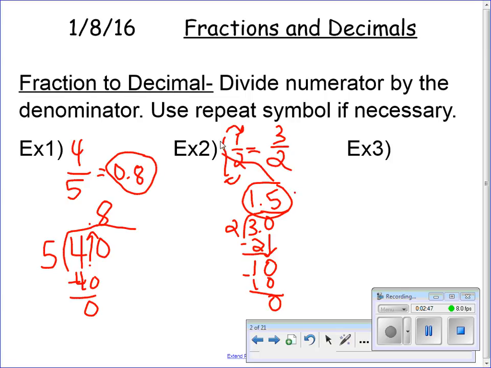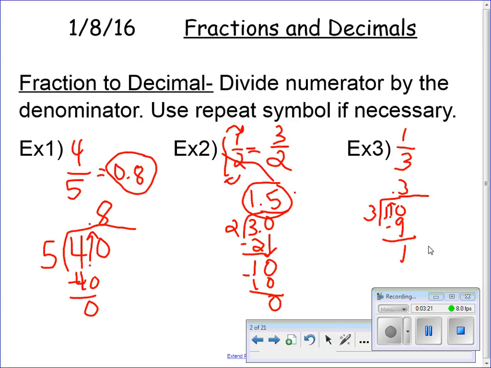Up here in the directions it says use a repeat symbol if necessary. Whenever we have a denominator of a 3 or a 6 or an 8, we have some repeating decimals. So let's take 1/3 as an example. 1 divided by 3. 3 does not go into 1. That makes sense because 1/3 is less than a whole. How many times does 3 go into 10? Well, 3 times, because 3 times 3 is 9.